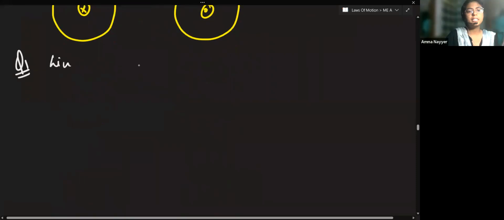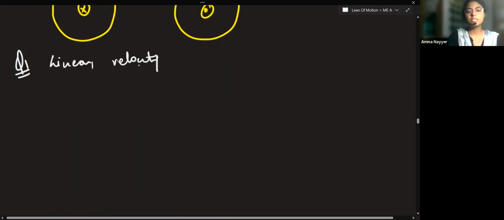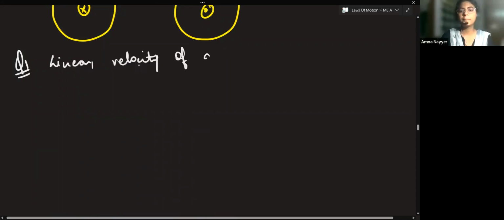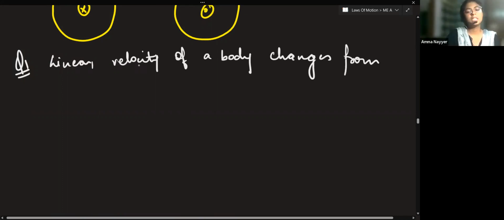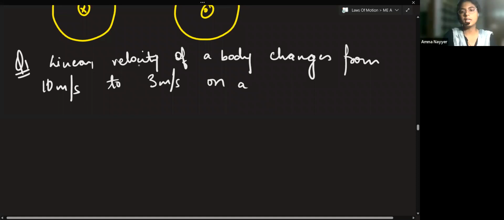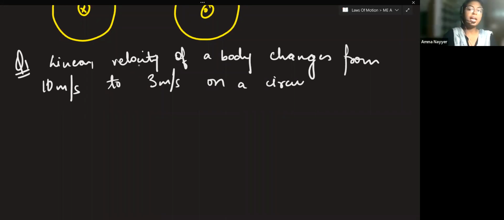Let's say the linear velocity of a body changes from 10 meter per second to 3 meter per second on a circular track. As soon as the term circular track is mentioned, you will easily identify that this is a topic from circular motion.